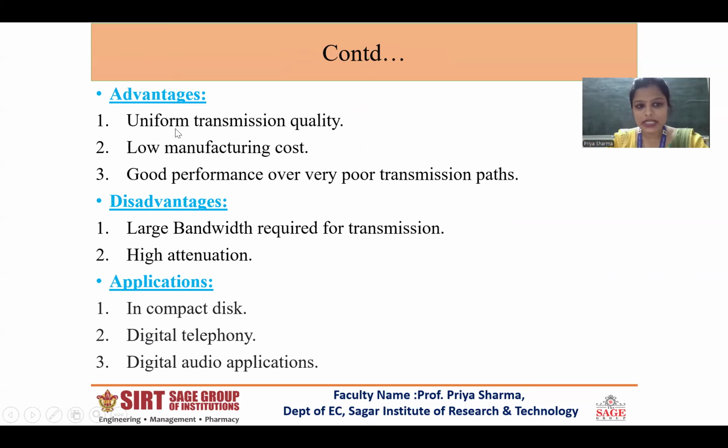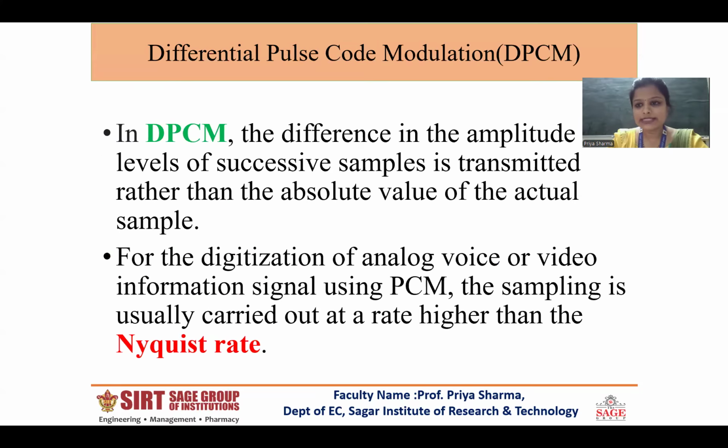The advantages are uniform transmission quality, low manufacturing cost, and good performance over very poor transmission paths. The disadvantages are that a large bandwidth is required for transmission and it is prone to high attenuation. Applications are in compact disc, digital telephony and digital audio applications. Now, next is differential pulse code modulation.